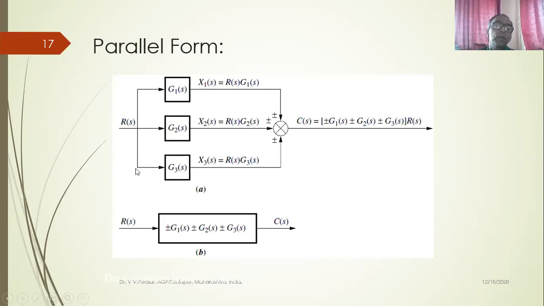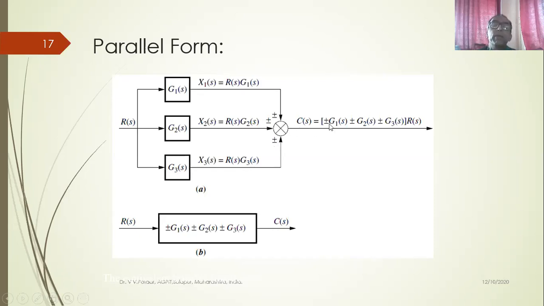This RS is also going here. So RS into G3s is X3s. This X3s is also going into the summing point. And what is coming out? The controlled variable CS is coming out. This will be the summation of these three. CS will be the summation of X1s plus X2s plus X3s, because the plus sign is there, or plus or minus we can write.